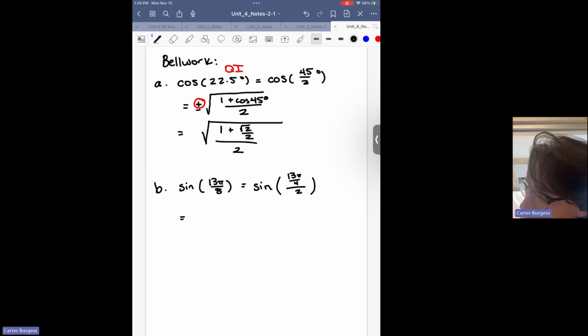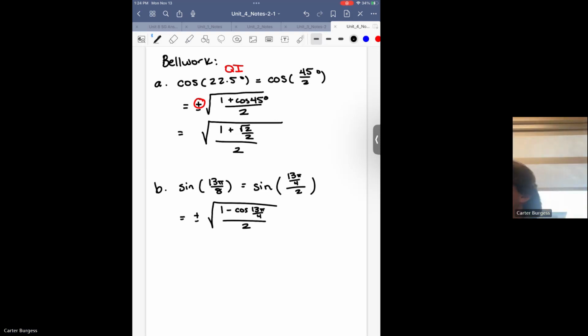And so with our half angle equation here, plus or minus the square root of 1 minus cosine of, getting ahead of myself, of 13 pi over 4, all divided by 2. Is 13 pi over 4 an angle that I know? No. But what do I normally do when I end up with angles like 13 pi over 4? How can I adjust them?